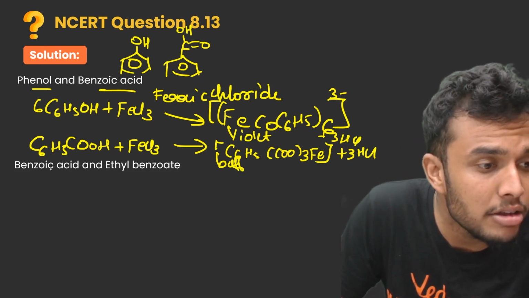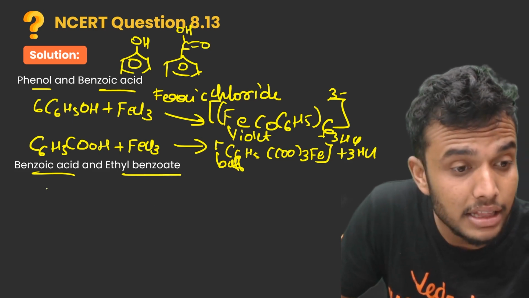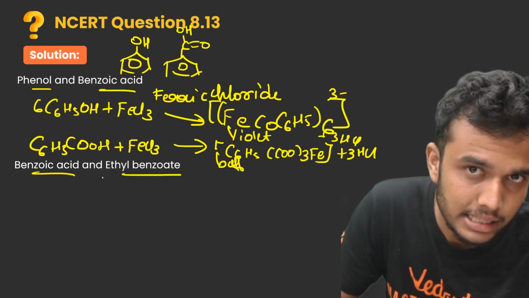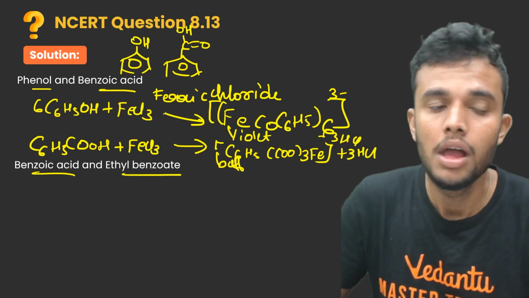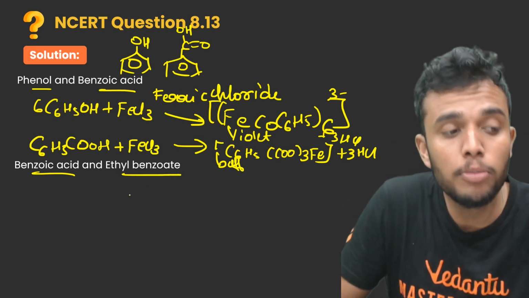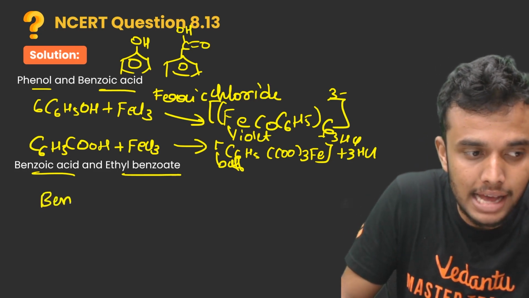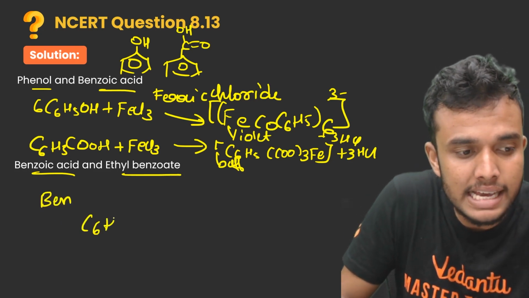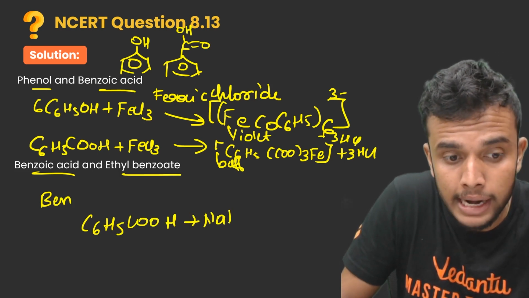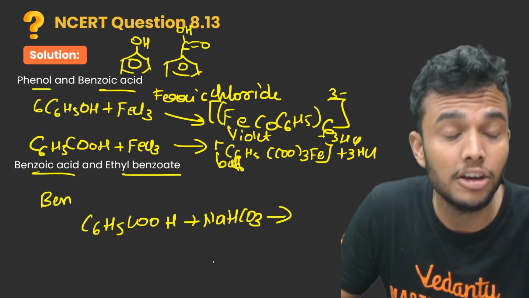The next pair is benzoic acid and ethyl benzoate. Ethyl benzoate has an ester group, and benzoic acid has a carboxylic acid group. We can differentiate these two by the sodium bicarbonate test. We already know, right, students? Benzoic acid, C6H5COOH, is reacted with sodium bicarbonate. It gives sodium benzoate with the liberation of CO2 gas.